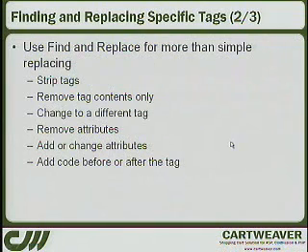And you can use this to strip tags. Find and replace can be used to strip tags, remove tags and their contents. You can change it to a different tag. So if you have a div that you want to change to a span, you can do that. You can remove attributes, add attributes, or you can add code before and after a tag. So one really good use for this is if you're starting to use CSS on a site and every file needs a link to the CSS file, you can say search all documents that have a head tag not containing a link, and then add that link.